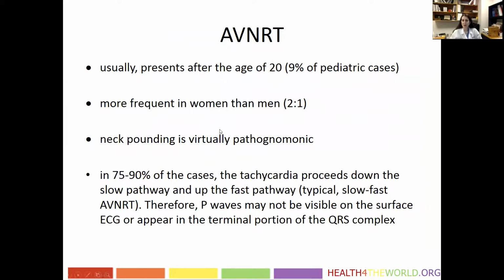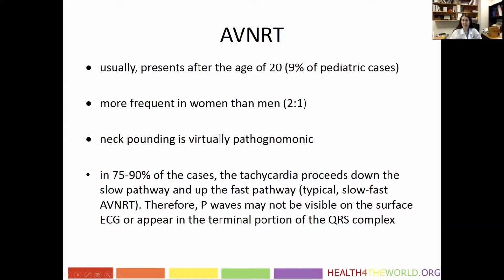We will start with AV nodal reentrant tachycardia, which, as we said, is the most frequent. We still find it even in pediatric cases in about 10% of the children that are referred to us for SVT. They're more frequent in women, double the number of male patients. And one really pathognomonic symptom that the patients report is the neck pounding, or the neck throbbing sensation as they have their palpitations. In up to 90% of the cases, the tachycardia is what we call typical AV nodal reentrant tachycardia, and I will explain with the next slide.